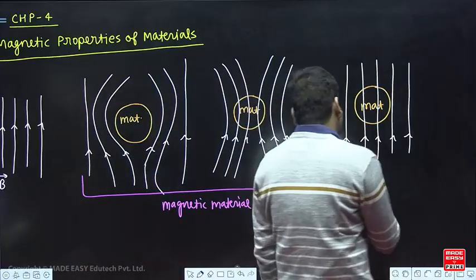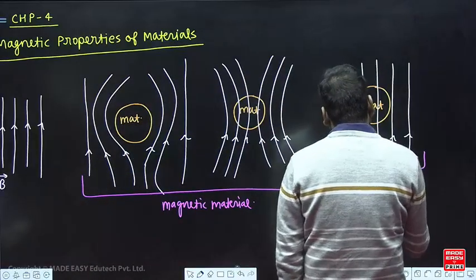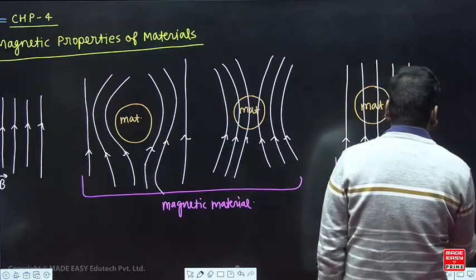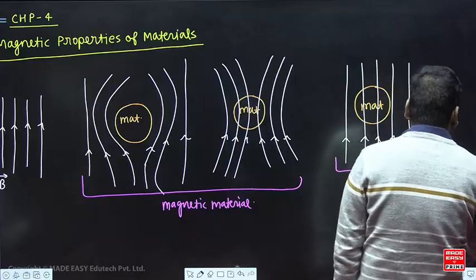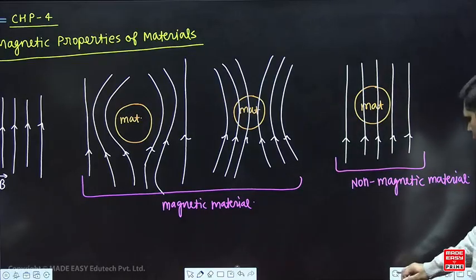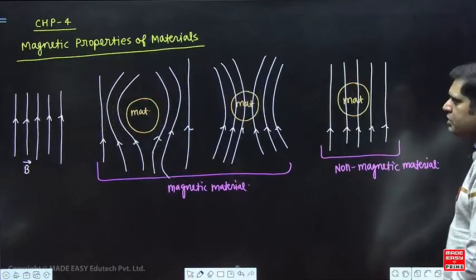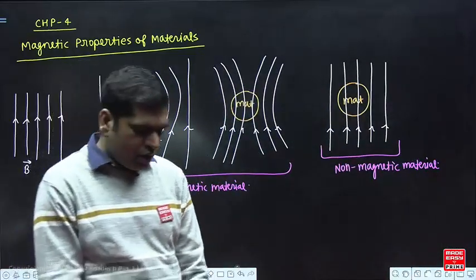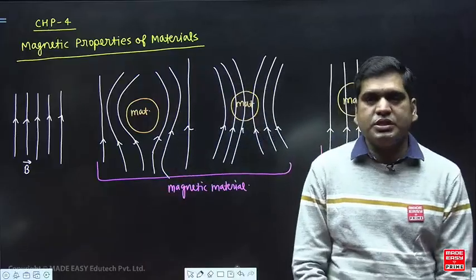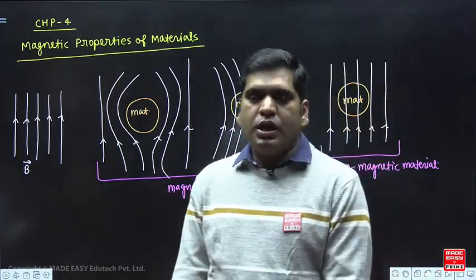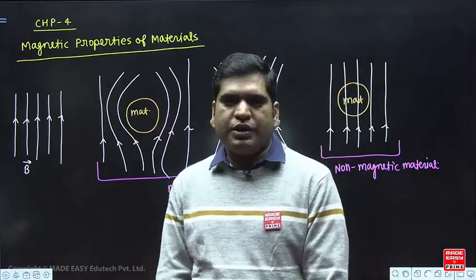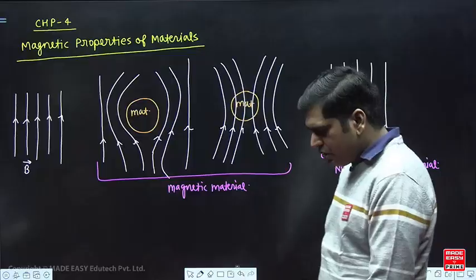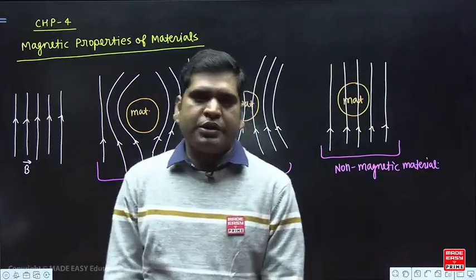But if nothing happens, neither attraction nor repulsion, then the material is known as non-magnetic material, right? So magnetic materials are those materials which, when put into a magnetic field, are either attracted by the field or repelled away from the field. If a material is put into the magnetic field and nothing happens, neither attraction nor repulsion, then such material is known as non-magnetic material.